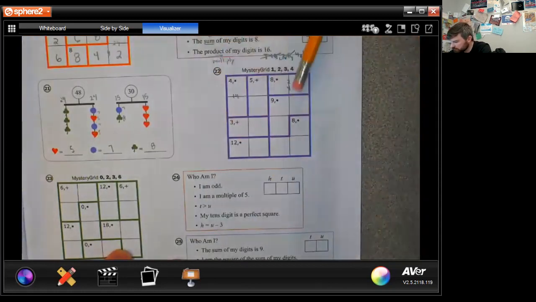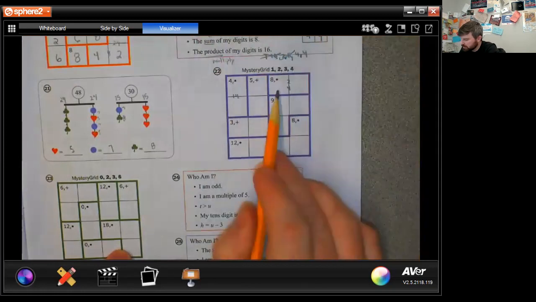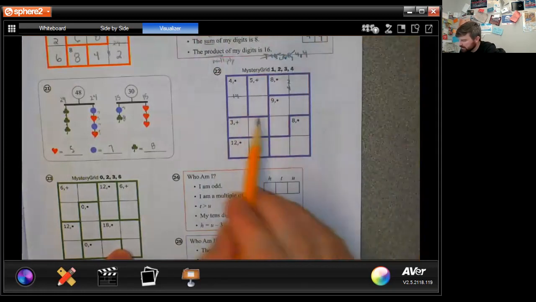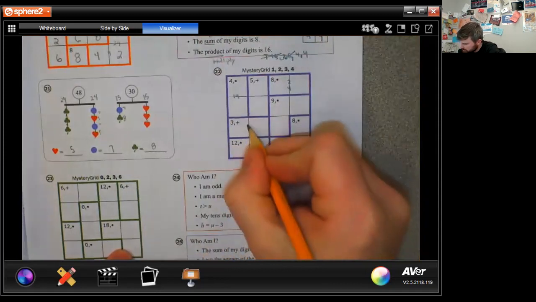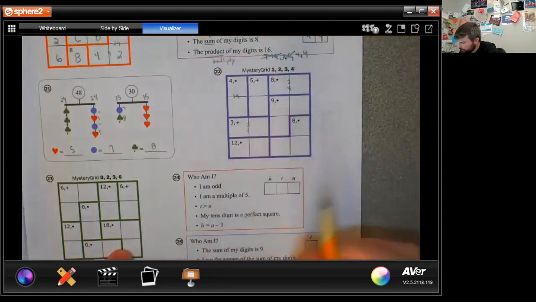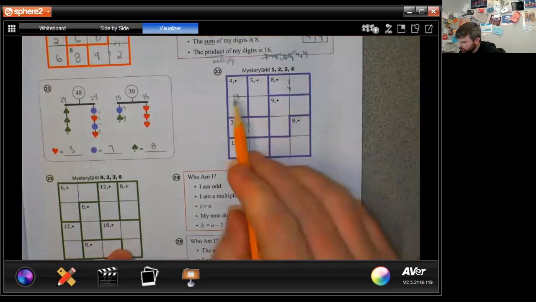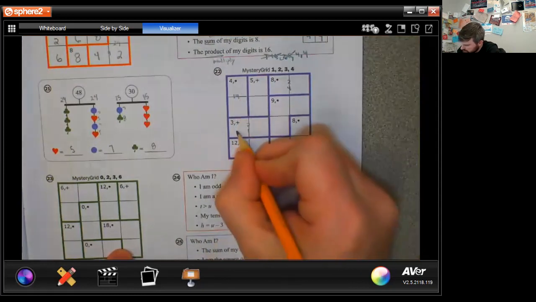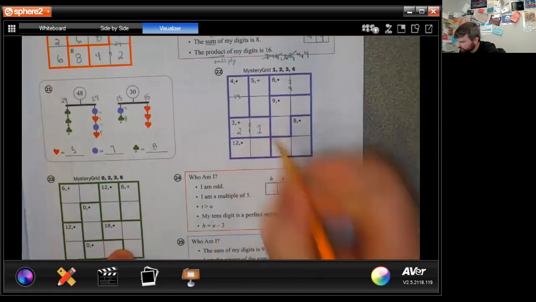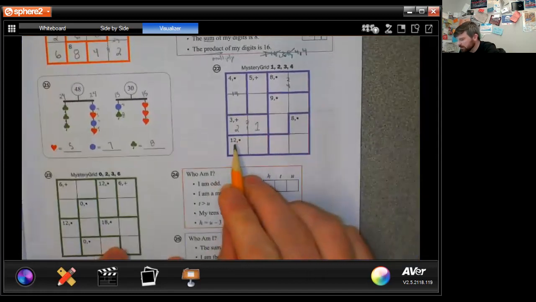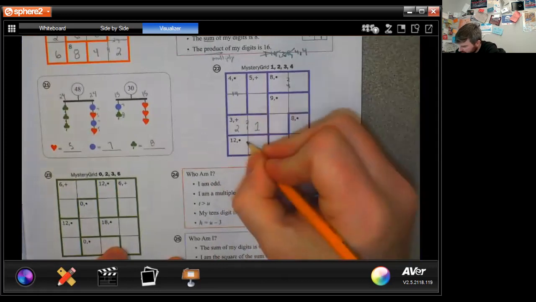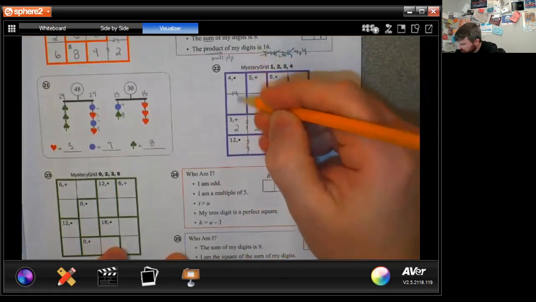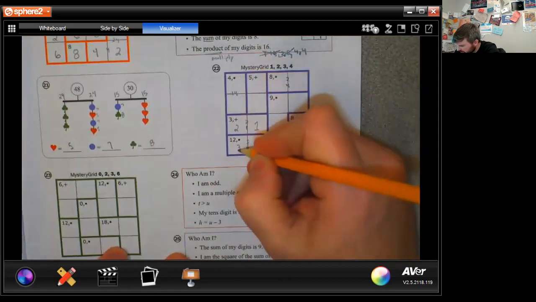Okay, so 2, 4 is going here. We're still going to leave this one blank. Adding to get 3, that'd be a 2 and a 1. Okay, I know 1's going here, so 1 cannot go here. So that's a 2 and a 1. Multiplying to get 12, that would be 3 and 4. Well, 4 is going here. So this would be 3 and 4.